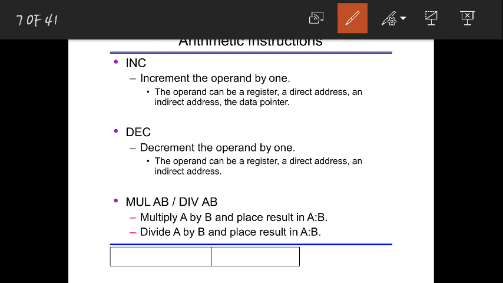Now coming to division. Okay, so in this division you will write DIV AB. So the accumulator is divided by the number in register B. Okay, so the integer part of this quotient is in register A and the remainder is in B. So A has the quotient and B has the remainder after execution of the division operation.